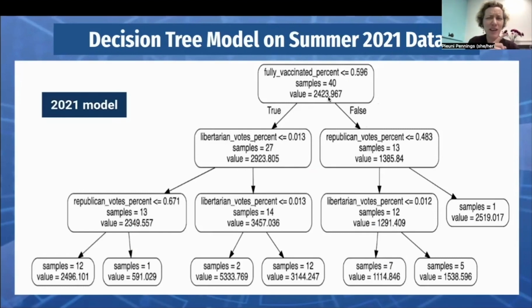I hope you remember that from 2020, the root node asked about the unemployment rate. So in 2020, the unemployment rate and probably other things related to poverty were important to predict how many COVID cases there were in a county. But by 2021, the situation had changed and the vaccines now played a very big role. In counties where a lot of people were vaccinated, we had fewer COVID cases. And so now this root node asks about the vaccination rate.